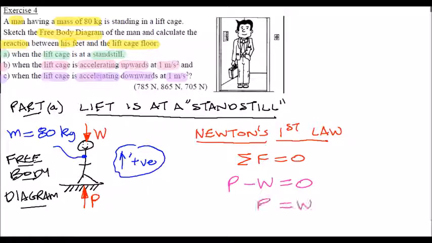On the next line, I simply rearrange the equation by adding W to both sides of the equation, so the reaction on the floor P must equal the weight force acting down, which we can deduce by inspection from the free body diagram itself.